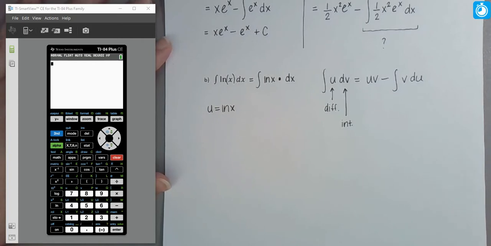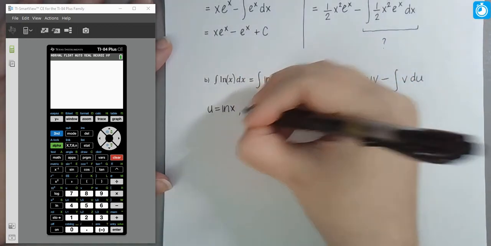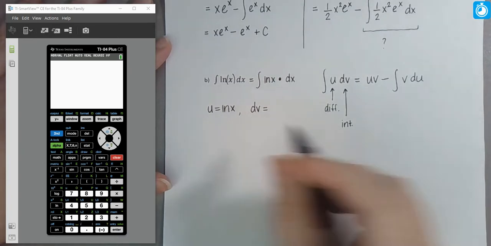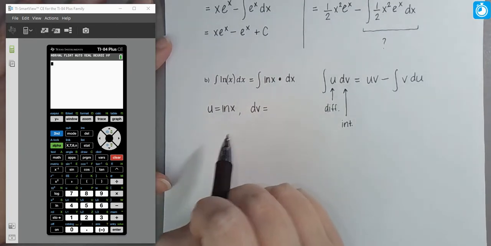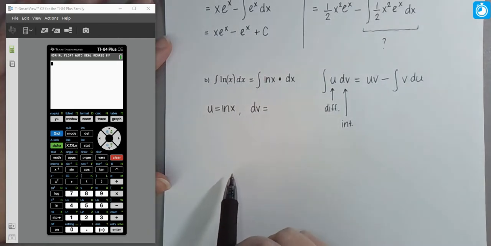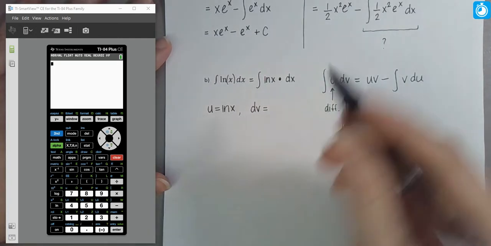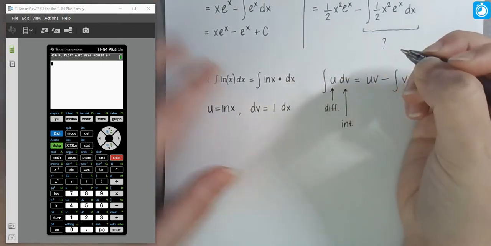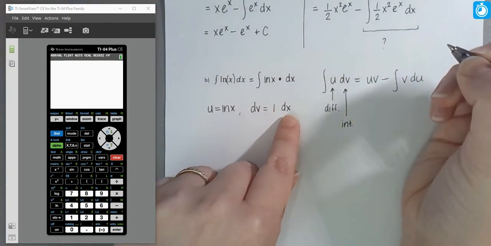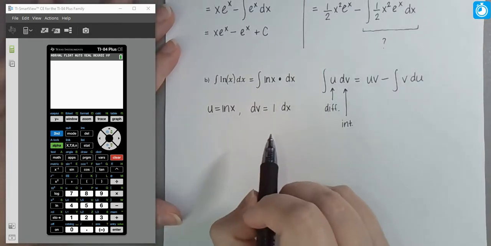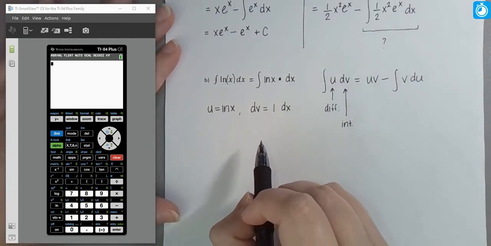Now once we choose u, automatically that means dv is whatever is left. Well, what's left if we've already chosen the natural log of x? What's left is dx, which looks like maybe we don't have enough. So if it helps, think of it as 1 dx. 1 is our function, and then dx is our differential. So now we have something that looks like we actually have a function to integrate.